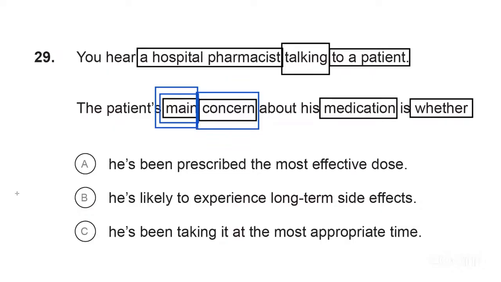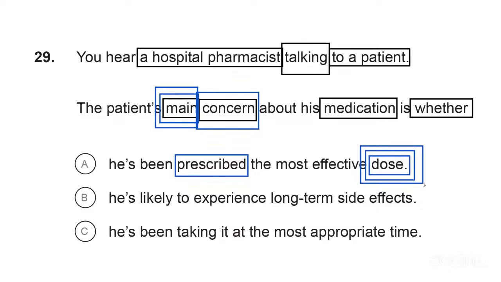Now let us see. Here, in option A, he has been prescribed the most effective dose. So prescription. He wants the prescribed dose. So he is worried about the dose. Dose is a very important word here. Most effective dose. So he is talking about the dose. He may have a concern regarding the dosage, whether it is effective or not, whether an effective dosage is prescribed or not. That's the first point.